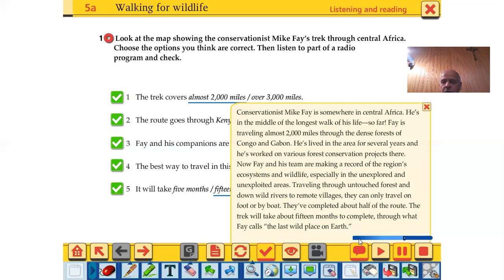Okay, so let's continue. Traveling through untouched forest and down wild rivers to remote villages, they can only travel on foot or by boat. They've completed about half of the route. The trek will take about 15 months to complete through what Fay calls the last wild place on Earth.